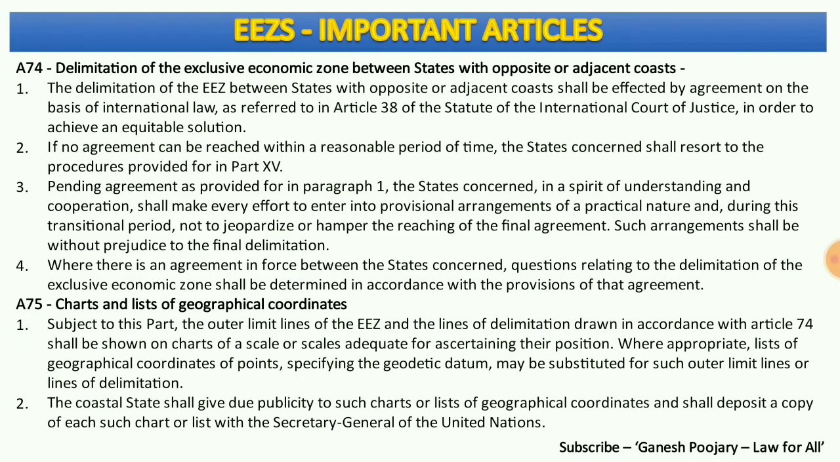What if there are clashes between two or more states on the exclusive economic zone which is of opposite or adjacent coast? That is when Article 74 comes into the picture, which discusses delimitation of the exclusive economic zone between states with opposite or adjacent coasts. There again equity and the bilateral, regional or sub-regional agreements will come into the picture, and the same need to be followed. And Article 75 discusses charts and lists of geographical coordinates.